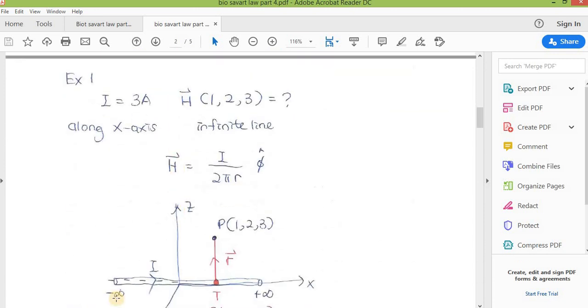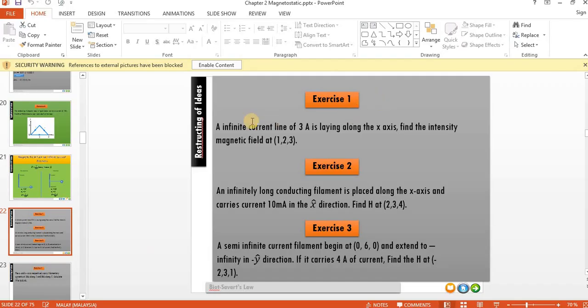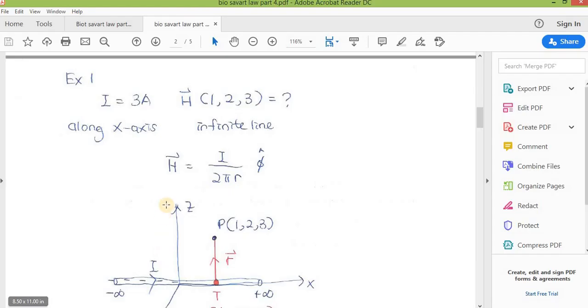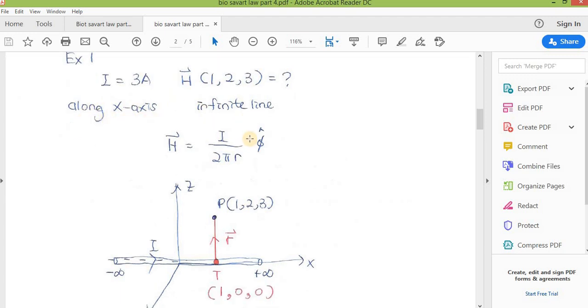For the first example, let's read the question. You have an infinite current line of 3 amperes laying along the x-axis. Find the intensity of the magnetic field, which is H, at this point. We jot down the important information: the current in amperes, the location where we want to know the magnetic field, and that the current is along the x-axis and is an infinite line.